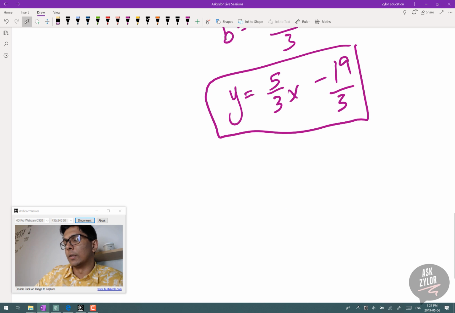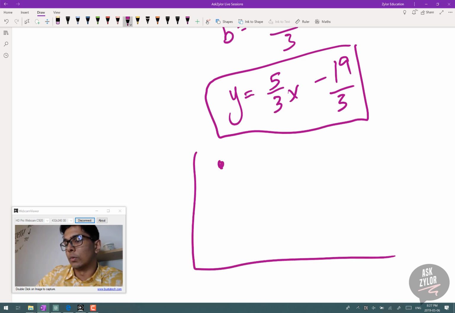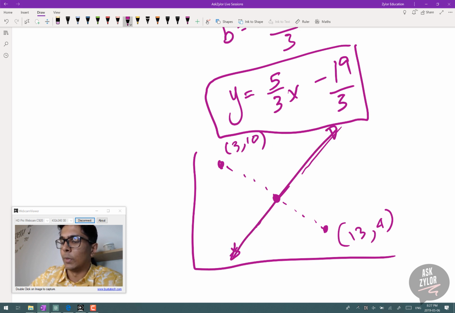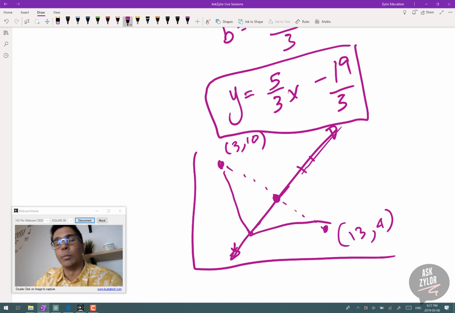Right? So once again, I'm just going to draw a rough sketch. We had 2 towns. We had 3 and 10, and we had 13 and 4. We needed to find the midpoint between these 2 points and find the perpendicular line along that midpoint, because any point along that perpendicular line, if we choose, is going to be equal distance from both the towns.